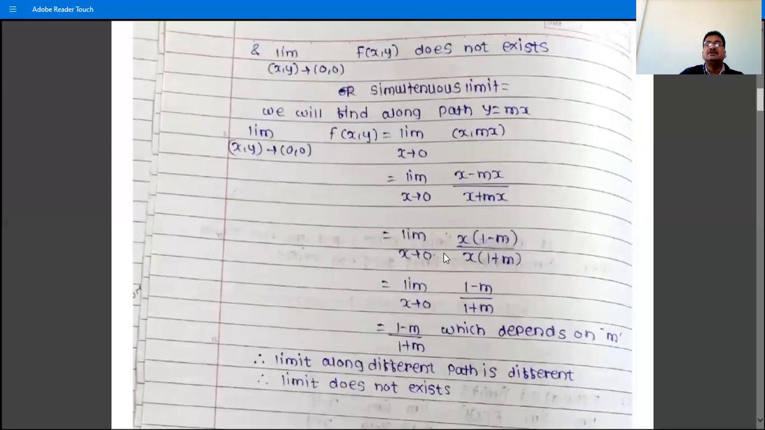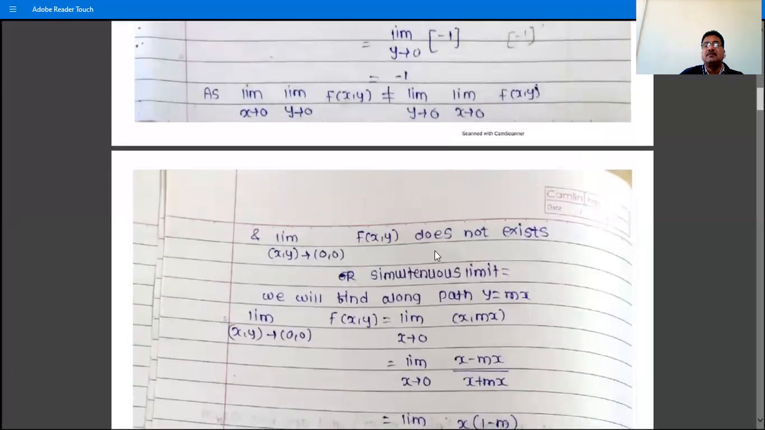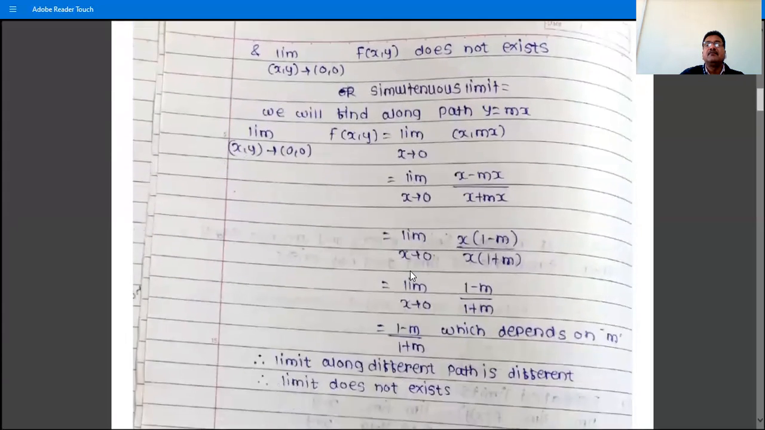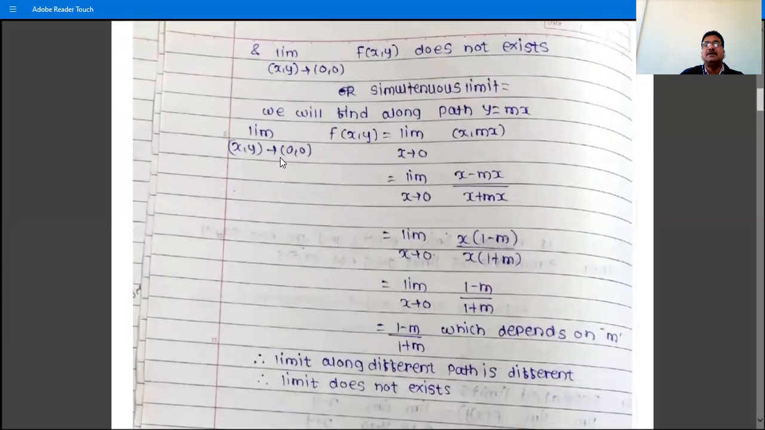Actually, we can check directly that the simultaneous limit of f(x,y) as (x,y) tends to (0,0) does not exist. Or we can show separately that the simultaneous limit does not exist. How can we show it? We will find the limit along the path y equal to mx. So the limit as (x,y) tends to (0,0) along the path y equal to mx is the limit as x tends to 0 of f(x, mx).